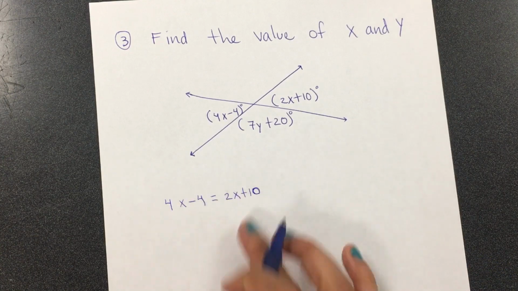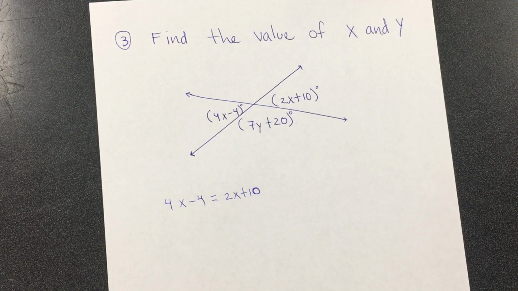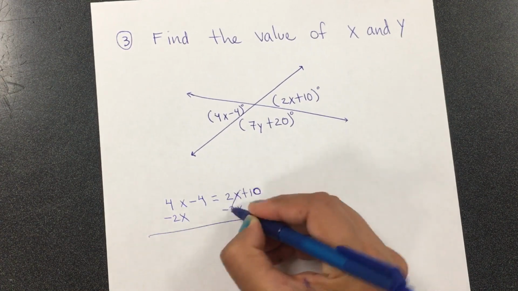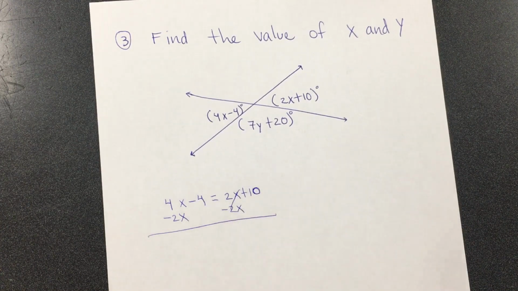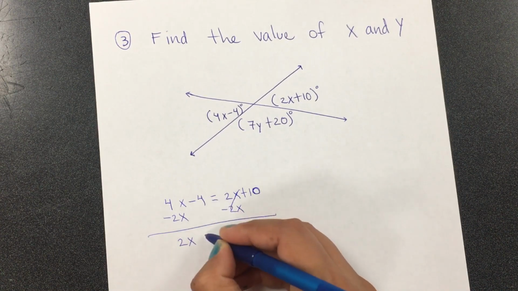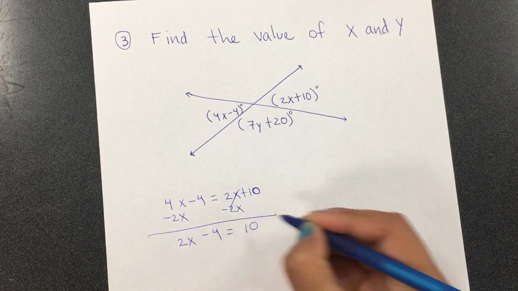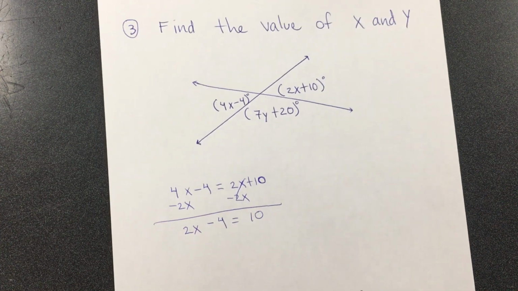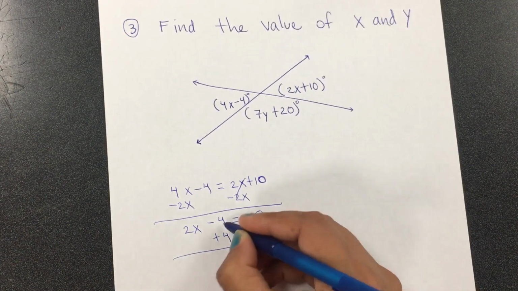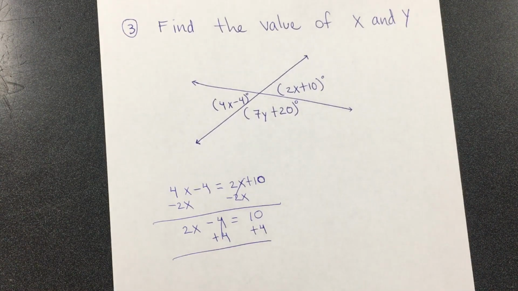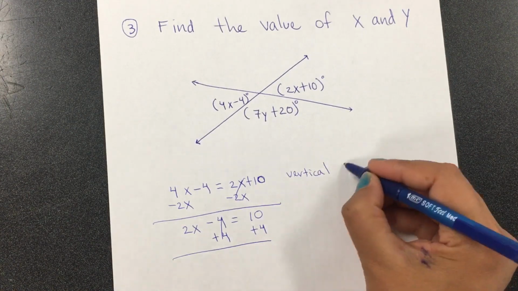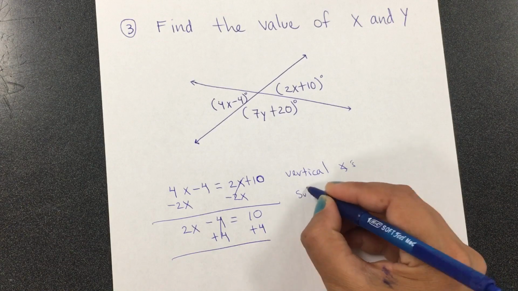I don't like to have variables on both sides, so I'm going to subtract the 2x from this side in here. This cancels because 2x minus 2x is 0, and 4x minus 2x is 2x, minus 4 equals 10. If I'm subtracting, the opposite is to add 4. And I'm using all those properties that we were using before. So these are because vertical angles. This is subtraction property.